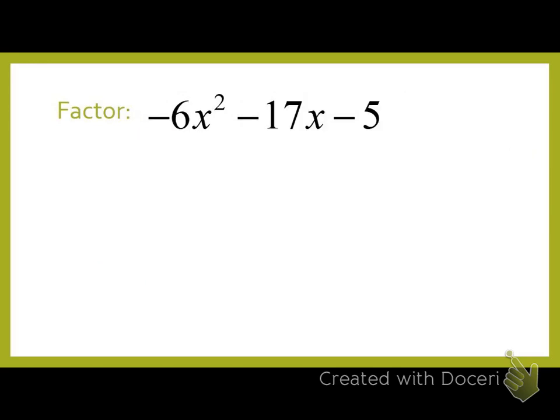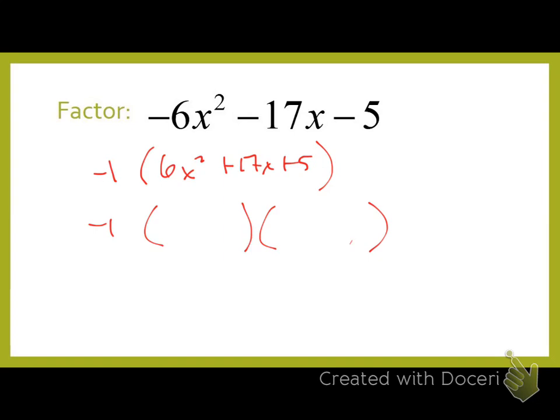Next one. Looks a little bit like the last one, which is why I backed up for a second. Greatest common factor. Look at this. The greatest common factor is just a negative 1, right? You can't divide anything else into 6, 17, and 5 except for 1, but I still want to take the negative to make that lead coefficient positive. If I divide everything through by negative 1, you get 6x squared plus 17x plus 5. And now this trinomial, we want to try to factor down into 2 binomials.